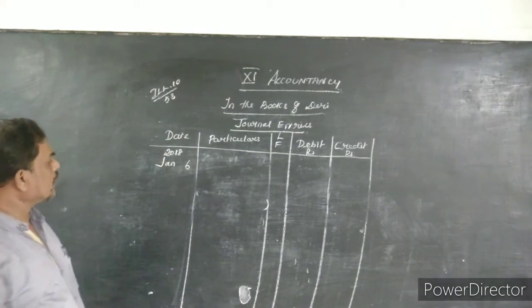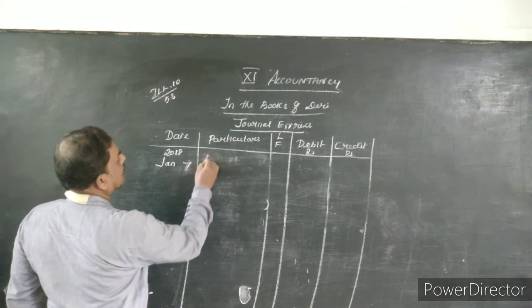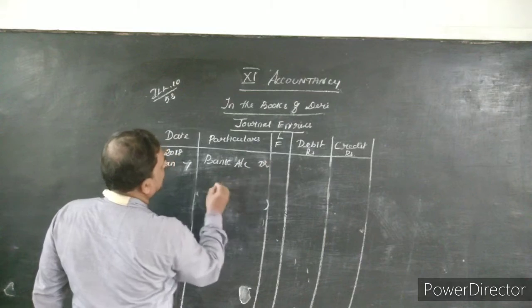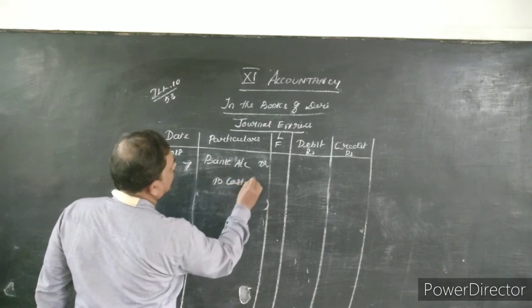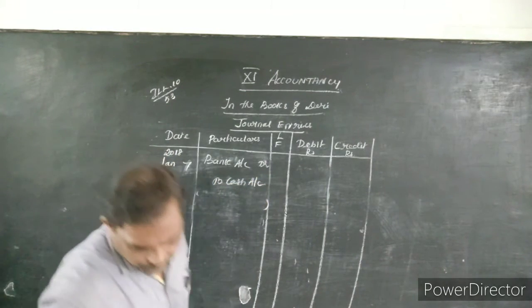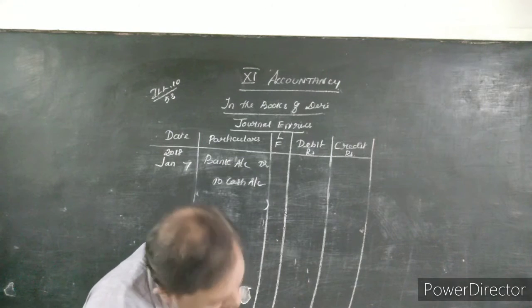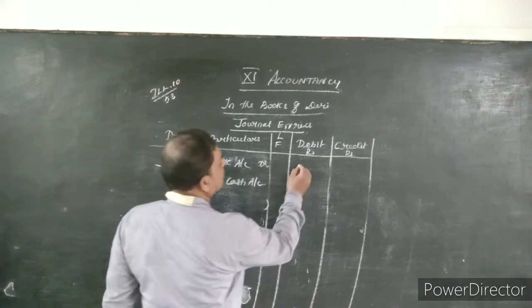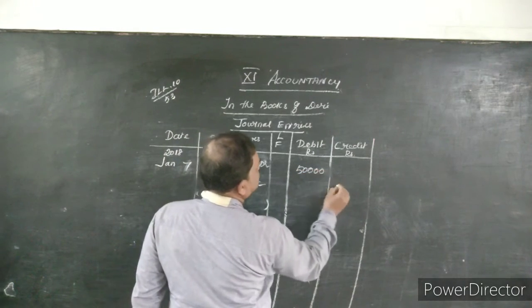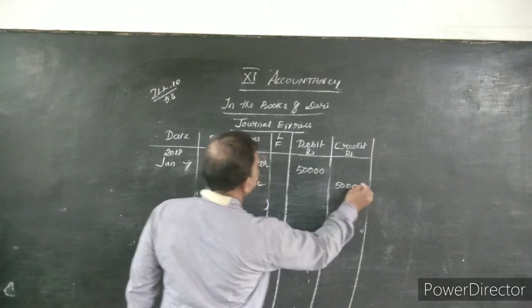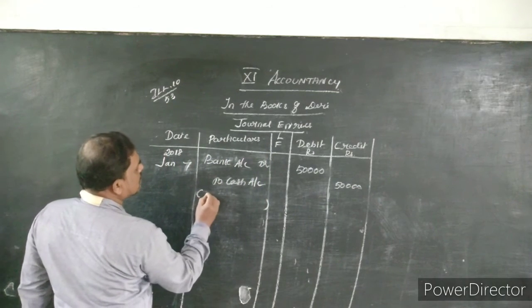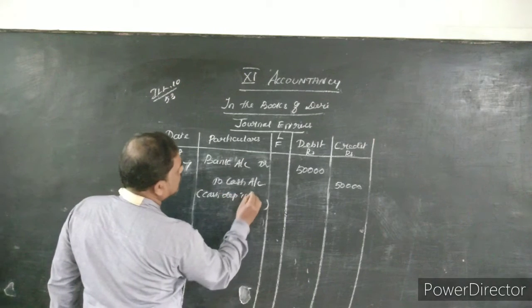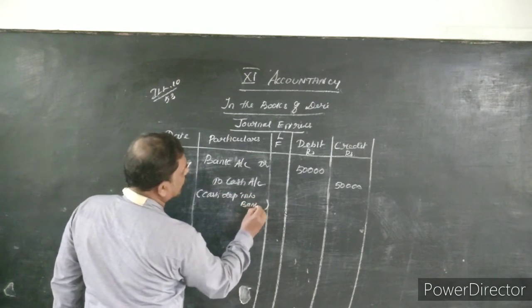Bank account debtor to cash account. So the bank is receiving this check. What is the amount? The amount is rupees 50,000. We received a 50,000 check and deposited it into the bank. So bank account debit to cash account. Cash deposited into the bank. Okay.